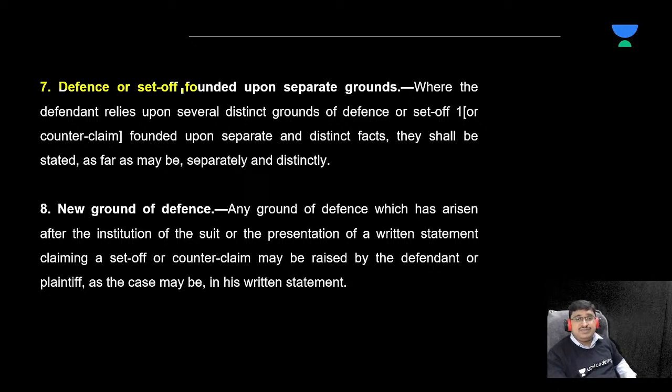Rule 7 is related to defense or set off founded upon separate grounds. Where the defendant relies upon several distinct grounds of defense or set off or counterclaim founded upon separate and distinct facts, they shall be stated, as far as may be, separately and distinctly. It means that he may take a separate ground such as no consideration being passed, forgery, minority, unsoundness of mind, or the ground of coercion, fraud, misrepresentation. Therefore, such kinds of defenses shall be mentioned separately and distinctly in his defense or set off or counterclaim founded upon these separate grounds.